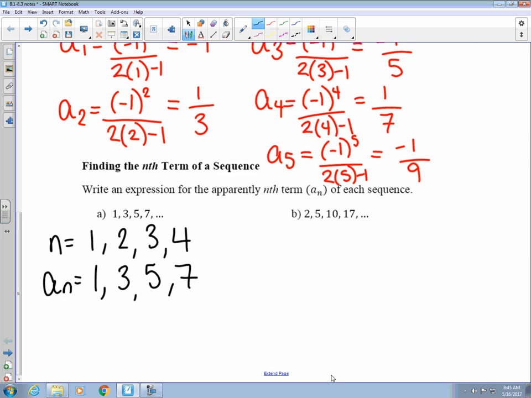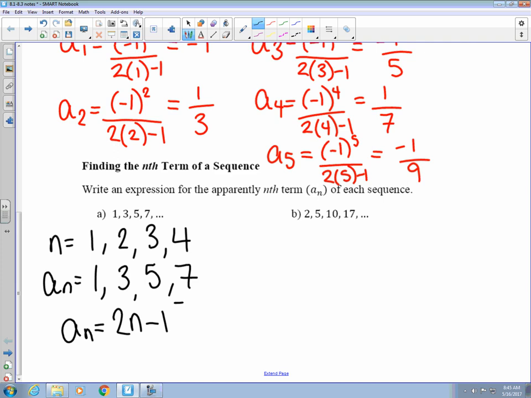I guess there's really no other way to explain how to do this other than a guessing and checking option of looking at the multiplication, division, addition, subtraction. So I can see that all of the a sub n values are 1 away from if you were to multiply those n values by 2. That's really the only way to explain that, is you'd have to multiply the n by 2 and subtract 1.